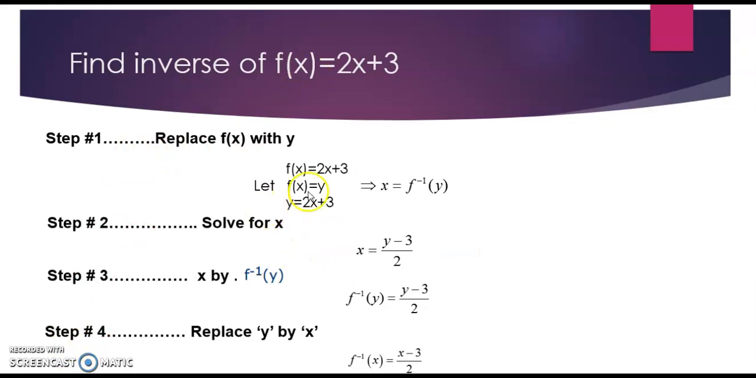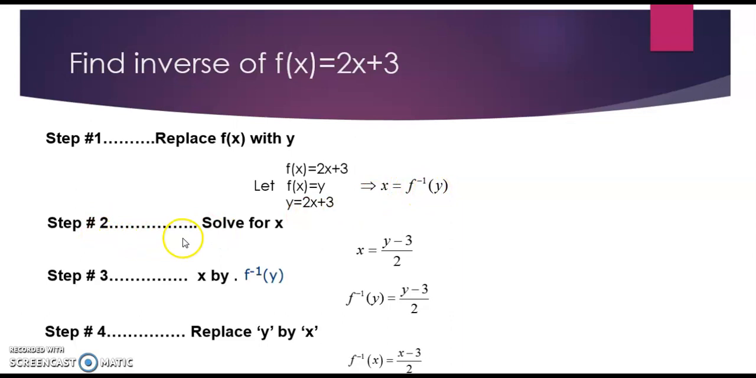Step number 1 is replace f of x with y. f of x represents our function. We have to replace it with y. Since we know that y also represents our output, we can equate y equals f of x. And when you are separating the variable x from this function, you have to take the inverse of the other function. So when you are shifting f to the other hand side, it will become f inverse of y.